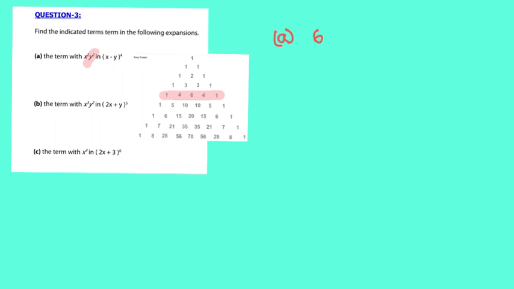Now we can put 6 x squared y squared. B, the term with x cubed y squared in the expansion of (2x + y) to the power of 5. Because n is 5, we want the sixth row of Pascal's triangle. Because y is squared, we want the third number in the row. So we want 10.